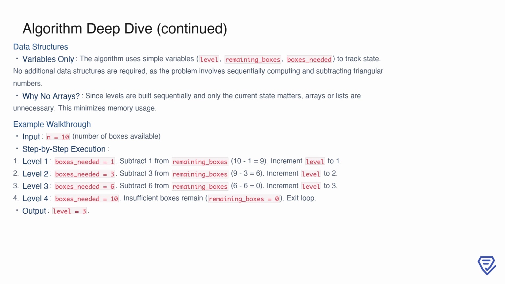Subtracting 6 from 6 leaves no boxes, and we increment level to 3. For the fourth level, boxes_needed equals 10, but there are no boxes left, so the loop terminates. The output is level equals 3, indicating that 3 complete levels can be built with 10 boxes.